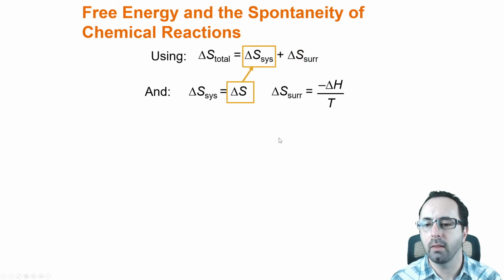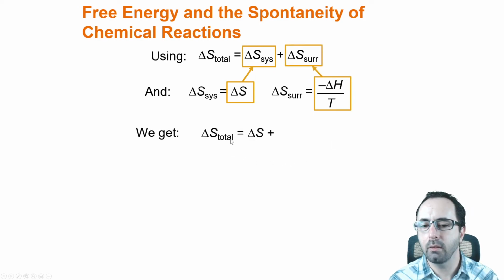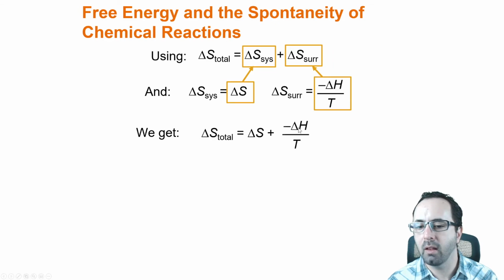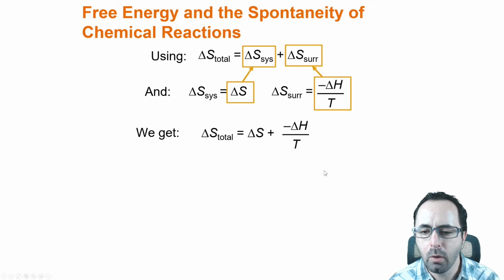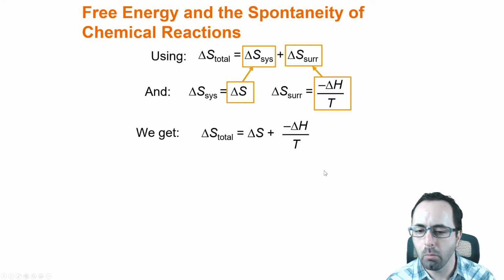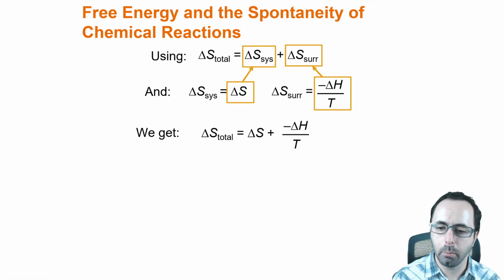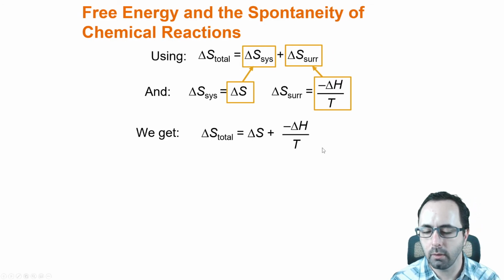So we're going to put that right there. I'm going to put this right here. And so we get that delta S of total is delta S plus a negative delta H over T. And so now what we're going to do is multiply both sides by temperature to make this equation look a little nicer.